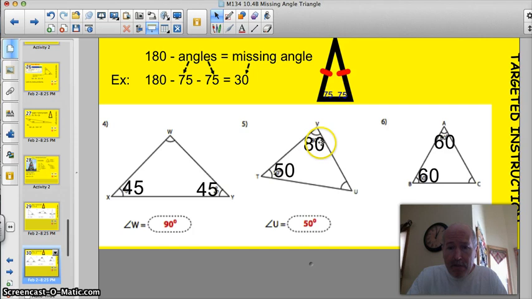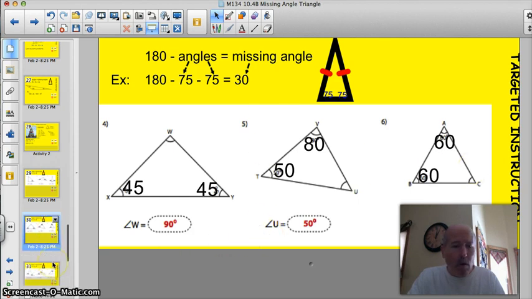This one here, we had 50 and 80. If I add those together, I have 130. 180 degrees minus 130 is 50. That's the other angle, 50 over here. And again, we know that because this is an isosceles triangle. These two sides are the same, so these two base angles will be the same. This one here is an equilateral triangle. We got 60 plus 60. We know that the third angle has to be 60 as well. Equilateral: all sides equal, all angles equal.